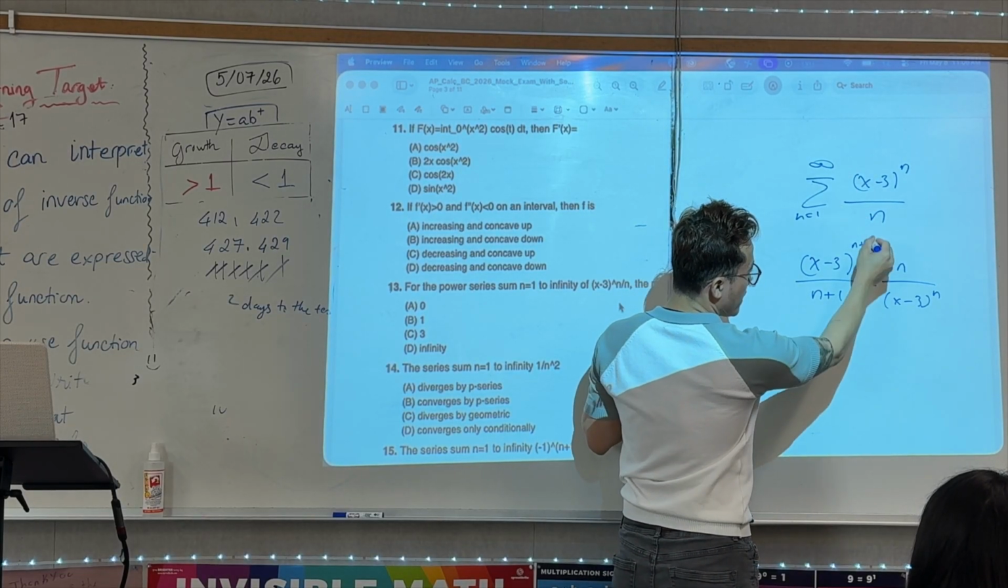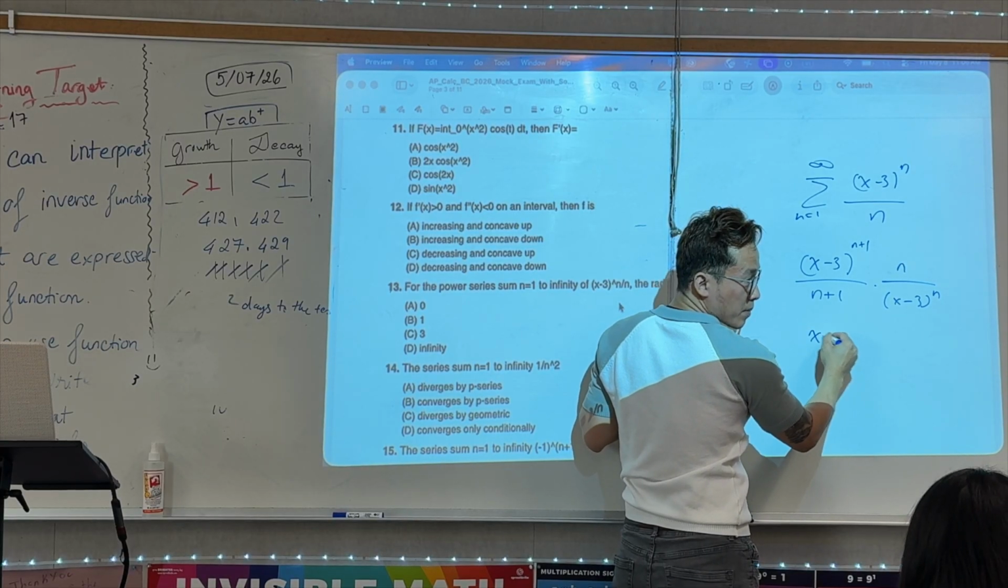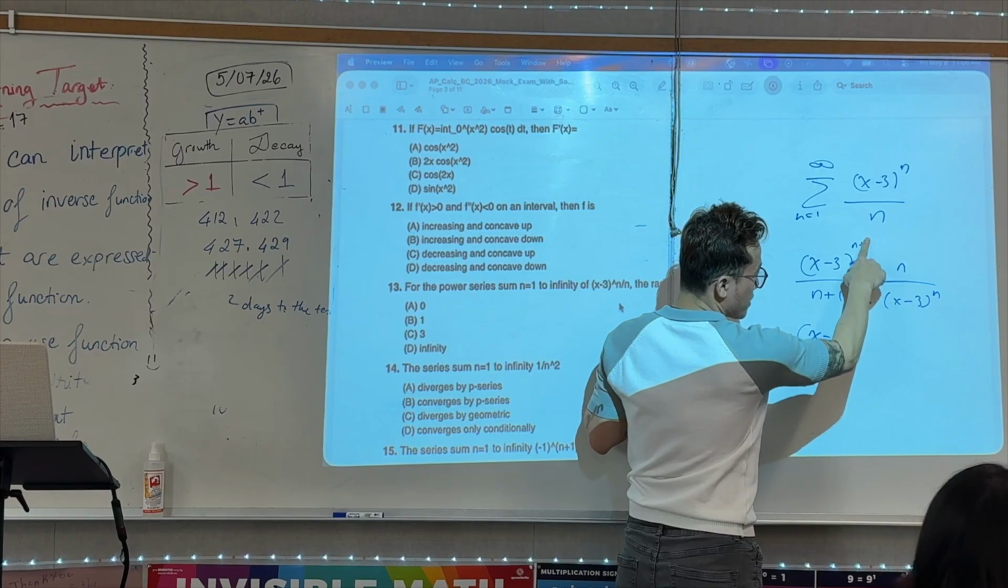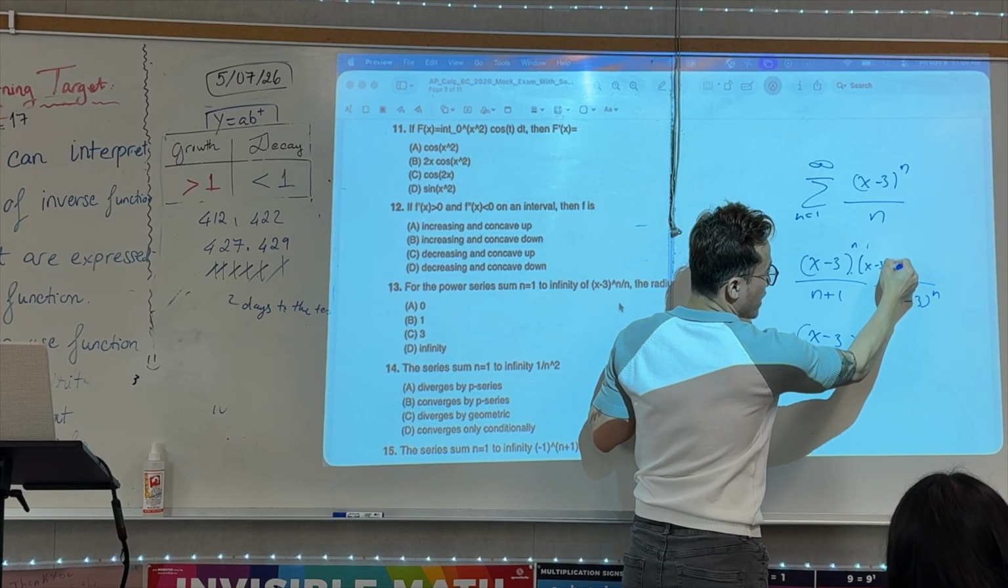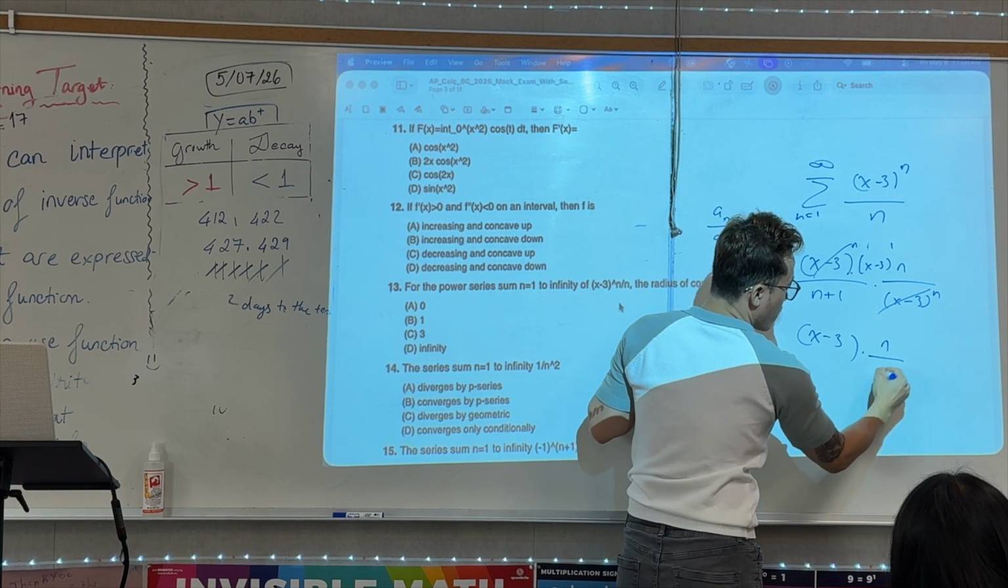So what can we do? This guy and this guy can cancel out to have left only x minus 3, right? Because this means you multiply by another x minus 3. That's why they get 1. So you cancel this guy, you have this, and you have n over n plus 1.